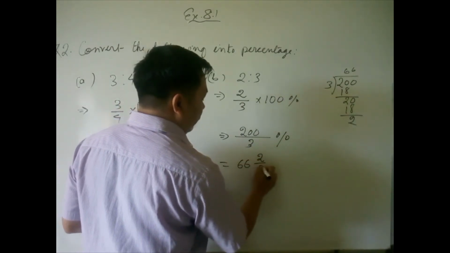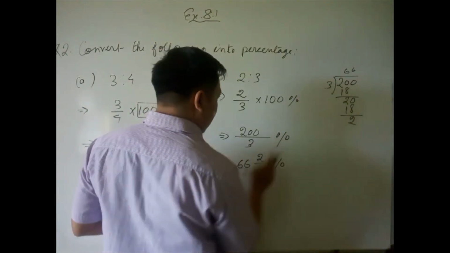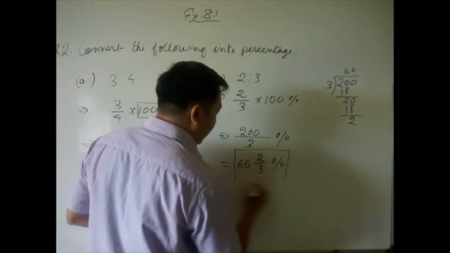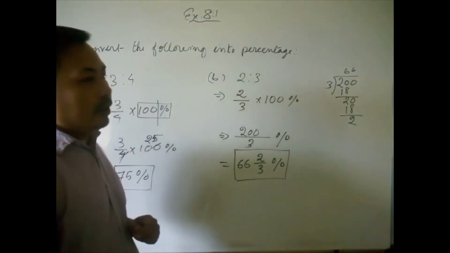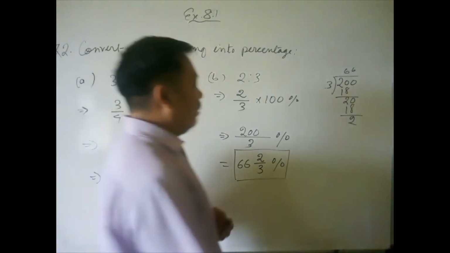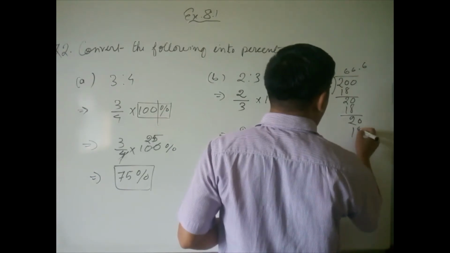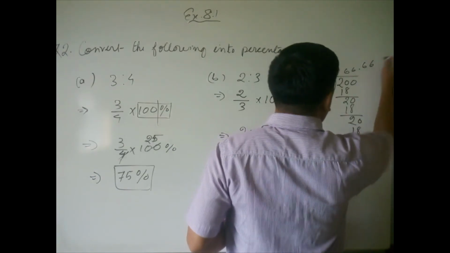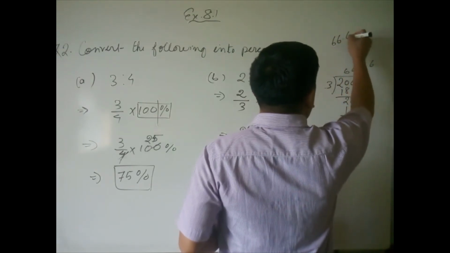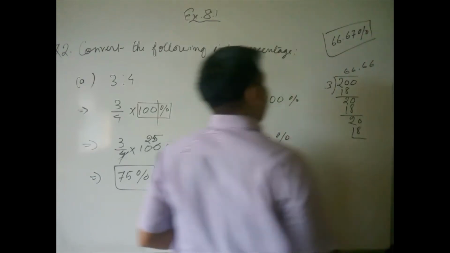2 by 3 percentage. 2 remainder, 3 divided, 66 is the percent. In this form also you can write the percentage instead of points. If you want to add the points, it doesn't matter. If you want to add the points, then it will become like this: 66.67%. If you want to write in points.